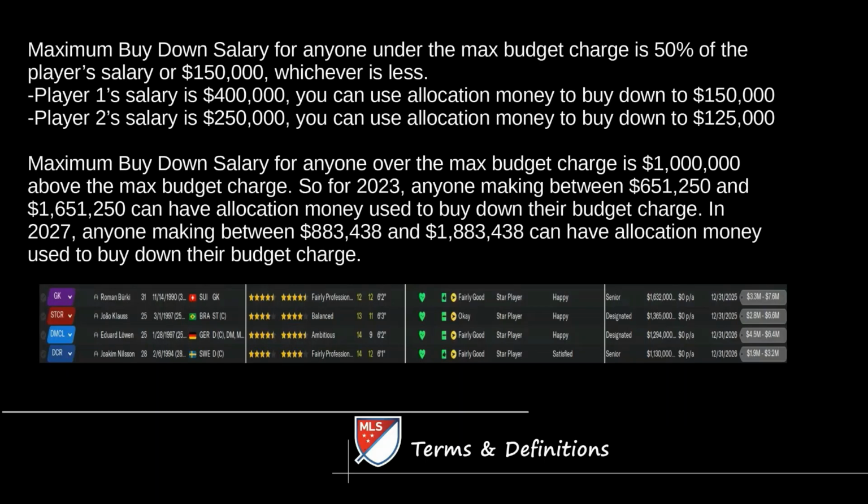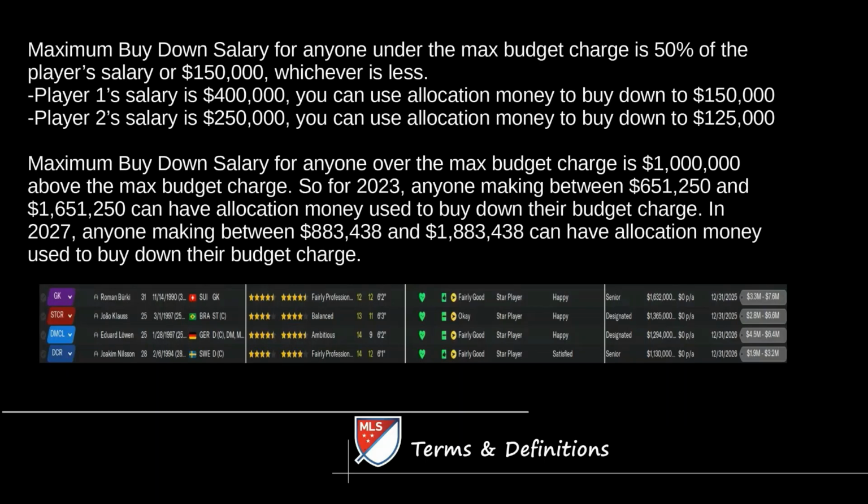So, player one's salary is $400,000. The league pays that in its entirety. However, you can use allocation money to buy it down even cheaper. You can go either 50% or $150,000, whichever is less. In this case, 50% would be $200,000. So why not just buy it down another $50,000 to $150,000?